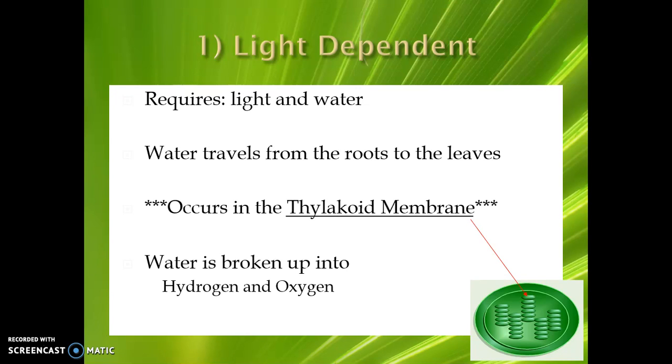What's going to happen during this step is that the plant is going to take in water, and it's going to use the energy from the light to break water up into its component parts. So it's going to break water into hydrogens and oxygens. So now it's not water anymore. It's been broken. Now it's hydrogens and oxygens.